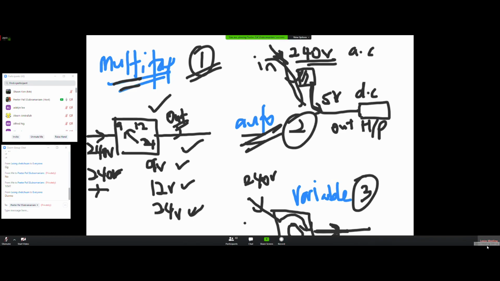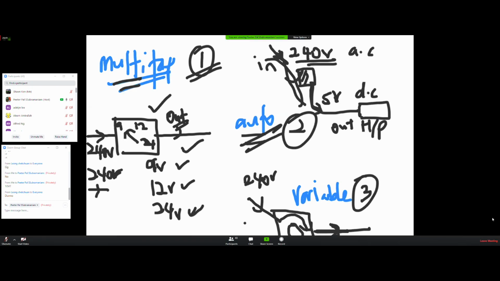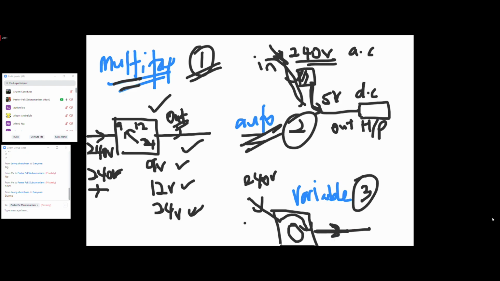So there are 3 types of transformer: multi-tap, auto, and variable. Normally in school we use multi-tap and auto. Variable is like a rheostat system, like a room light dimmer. You can increase or decrease the output voltage. So all this can be done. Okay, for today's lesson.